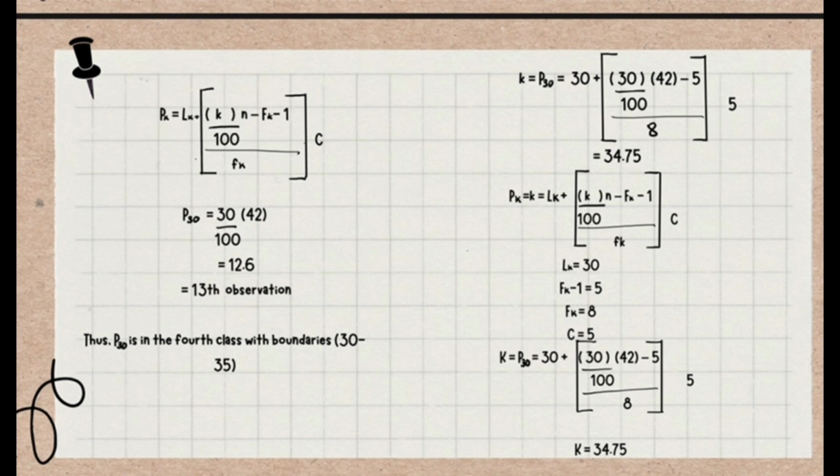Then, Pk equals Lk plus open bracket k over 100 times n minus Fk minus 1 over fk close bracket times c. So we get Lk equals 30, Fk minus 1 equals 5, fk equals 8, c equals 5. So P30 equals 30 plus open bracket 30 over 100 times 42 minus 5 over 8 and then times 5. So k, we will get the answer 34.75.